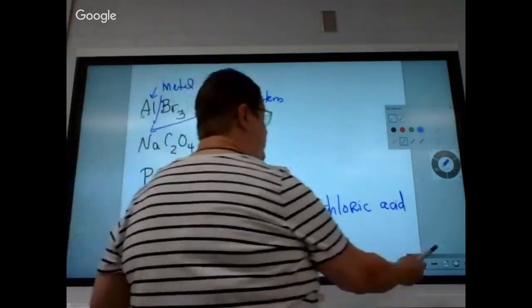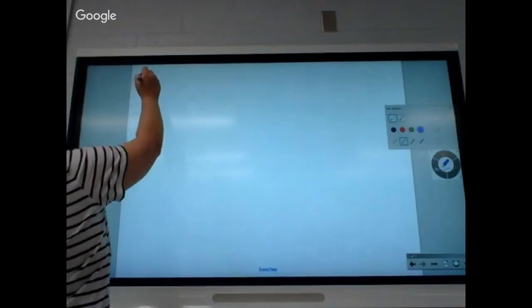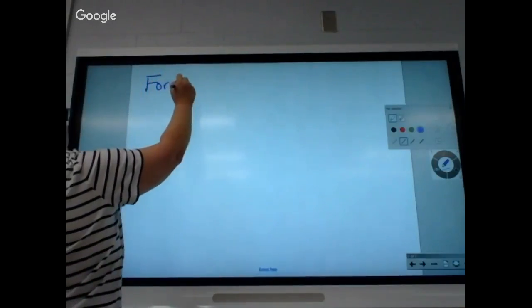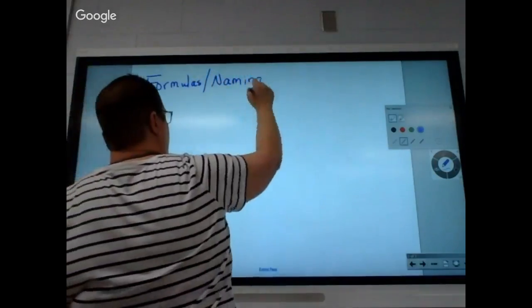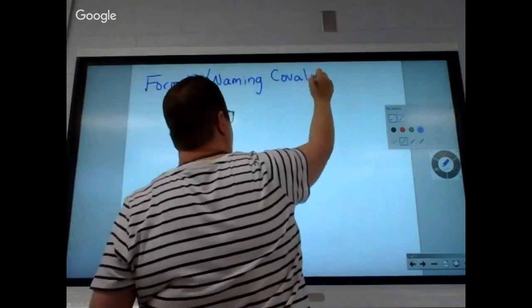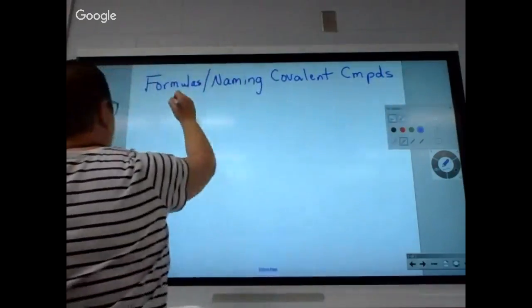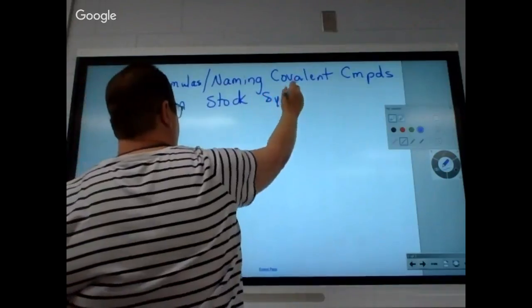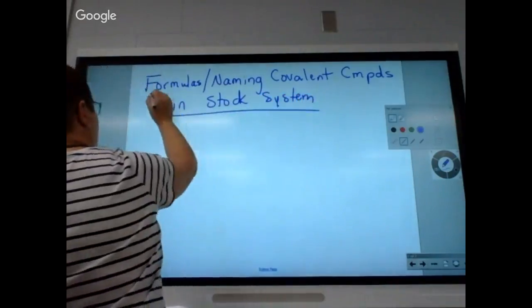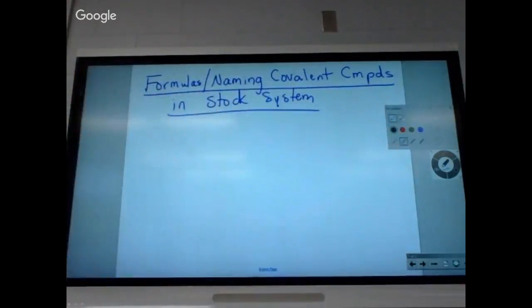So, how do we name covalent compounds? The exact same way. Nothing's changed, okay? So, formulas and naming covalent compounds in stock system. Everything is the same. Now, here's what makes it different.